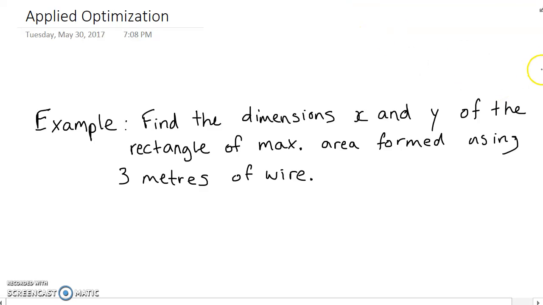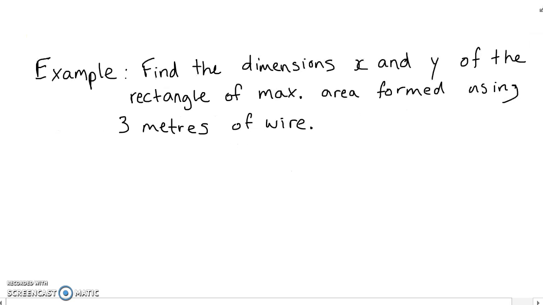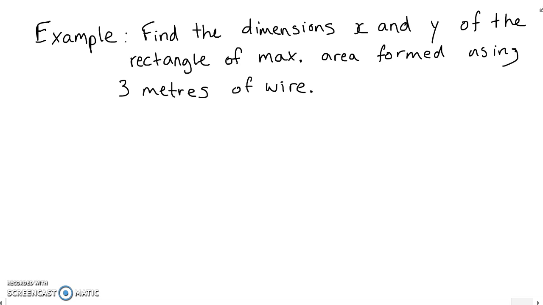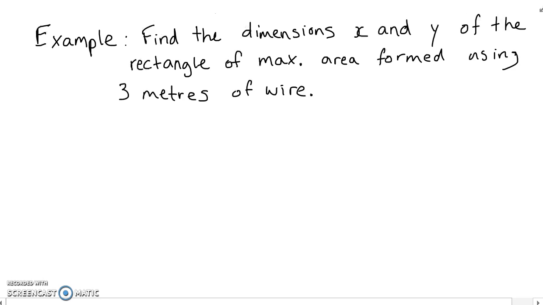So this video is on applied optimization, and applied optimization is really just taking what we already know and using the minimums and maximums to optimize a certain thing. So anyways, here's the question. Find the dimensions x and y of a rectangle of maximum area formed using 3 meters of wire.